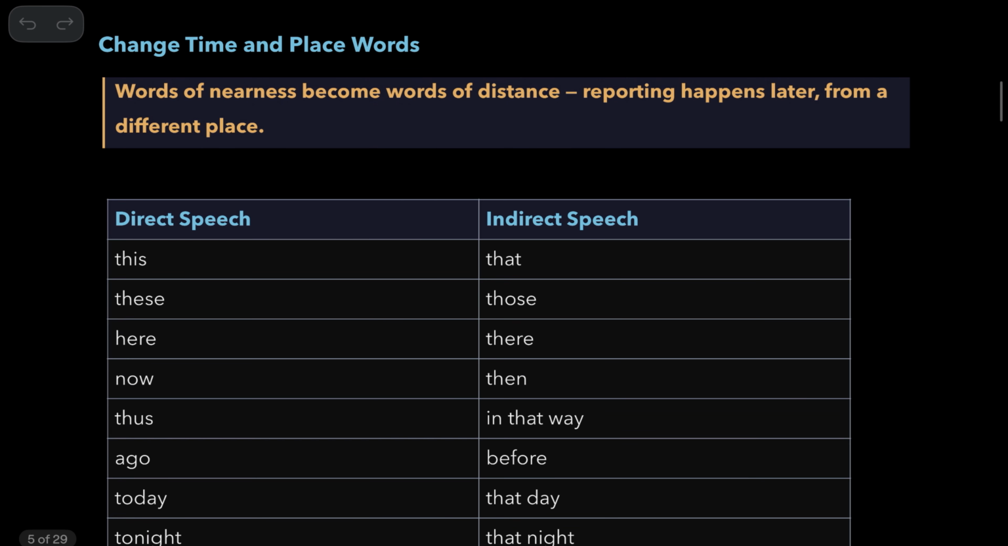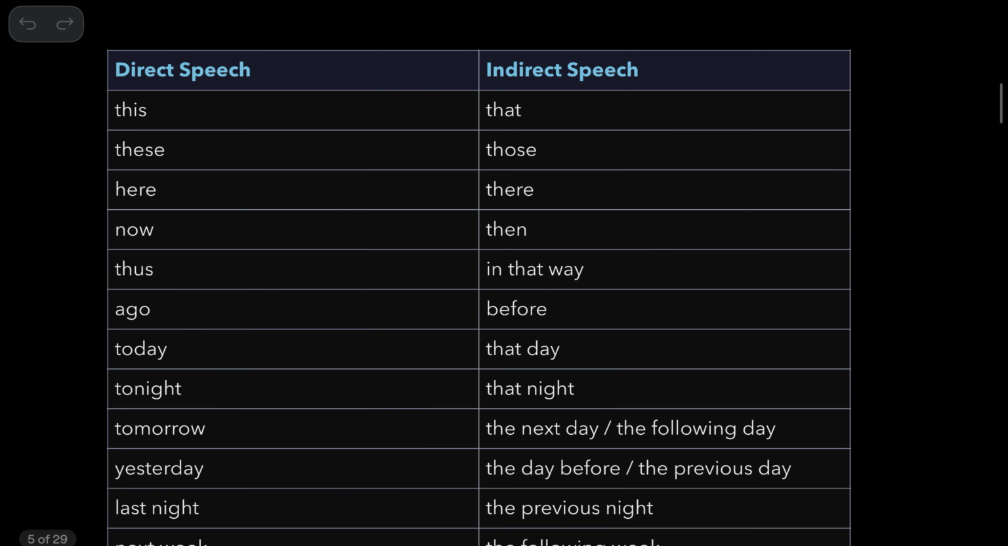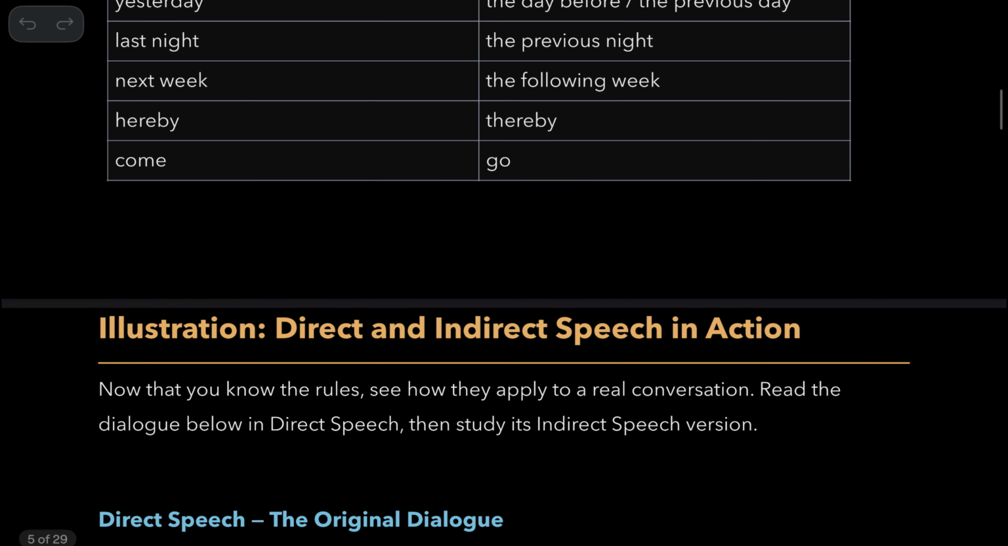And you also have to change time and place words. For example, look at this. This changes to that, these, those, here, there, now, then, thus, in that way, ago, before, today, that day, tonight, that night, tomorrow. You can use the next day or the following day, yesterday, the day before, or the previous day, last night, the previous night, next week, the following week, hereby, thereby, come, go.